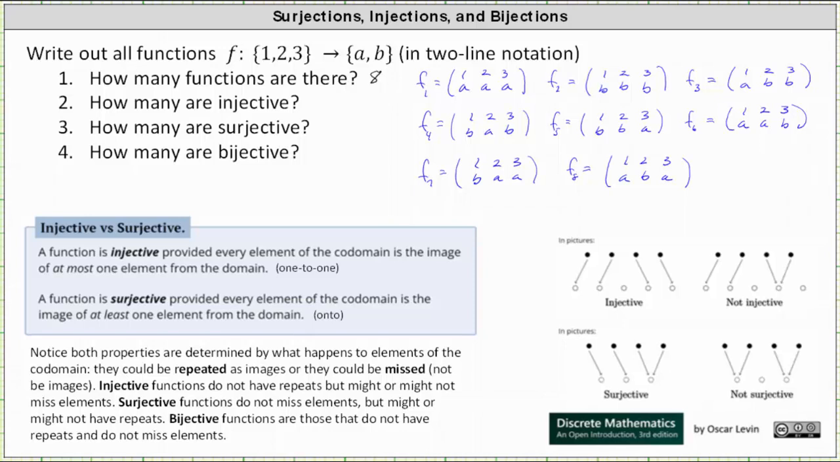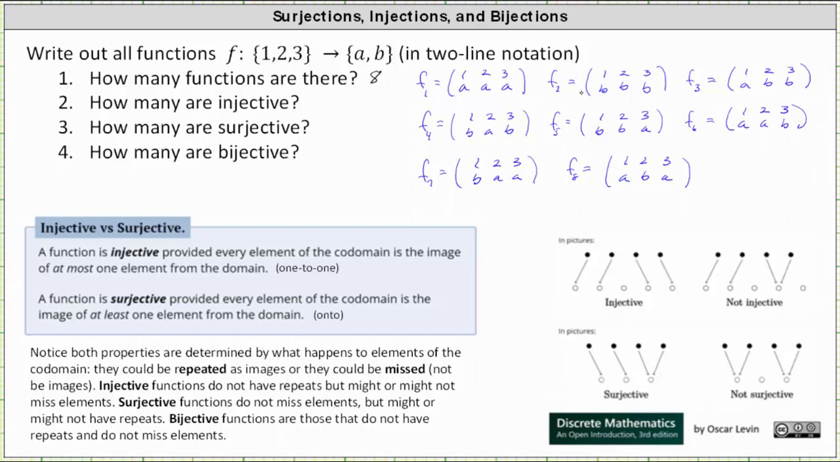A function is injective provided every element of the codomain is the image of at most one element from the domain. In order for a function to be injective, none of the elements from the codomain can be repeated as outputs. And notice in all these functions, at least one of the elements from the codomain is repeated as an output.